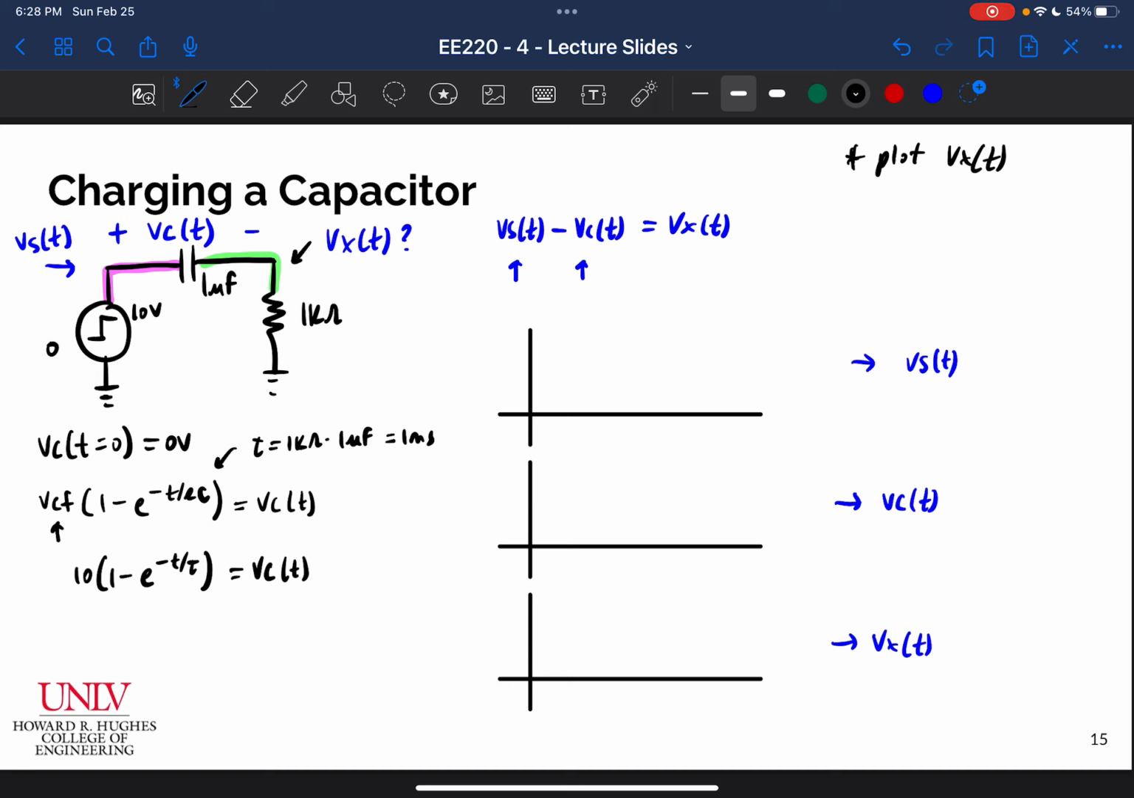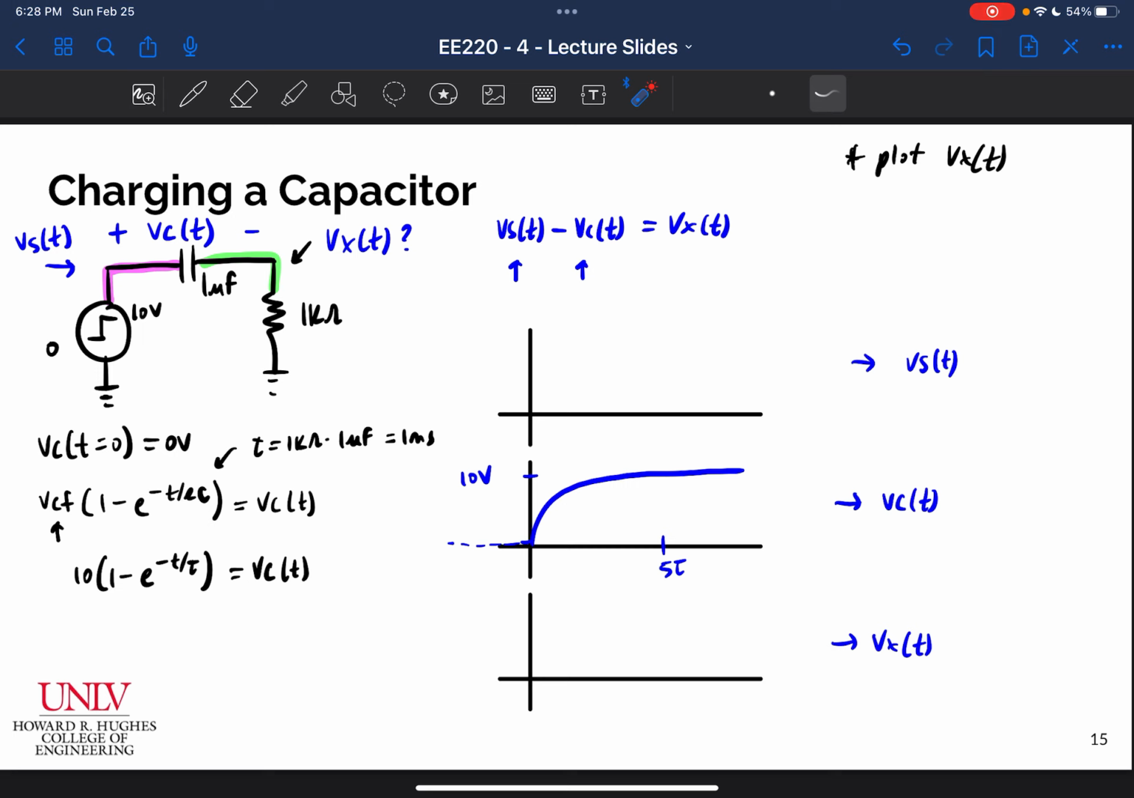That's going to look like I'm going to have nothing going on for all the time t less than 0. My voltage source turns on, and it'll ramp up to 10 volts in about 5 tau. Right? That's exactly what my Vc of t is going to look like. Well, what does Vs of t look like? Vs of t is 0, right?